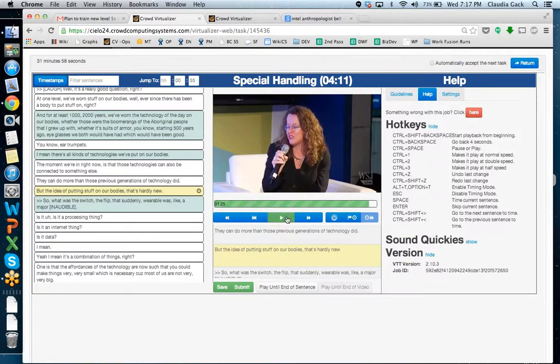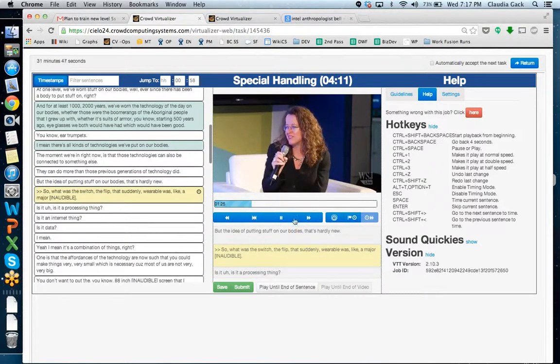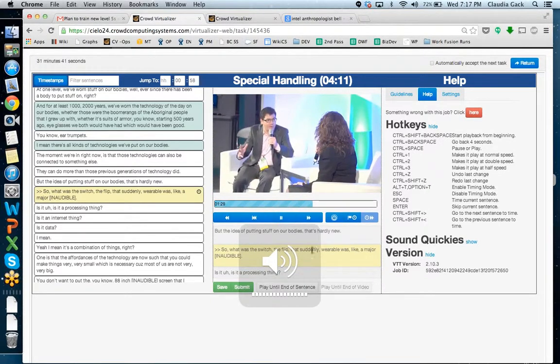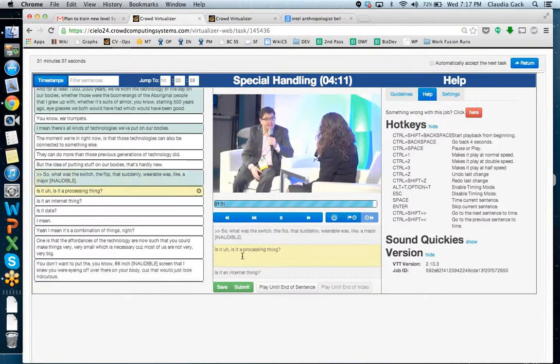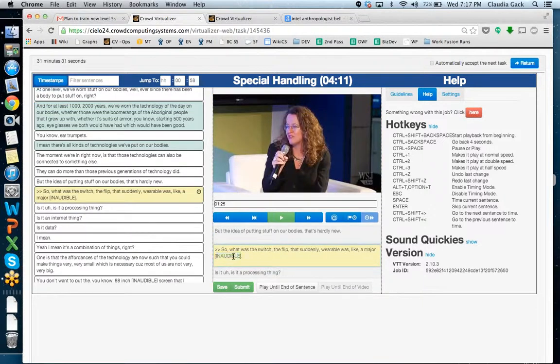What we can also try one more time is to play it at half speed to see if I understand it better. I'm going to hit Control 3 and you will see that it's half speed because this one turns blue. So what was the switch that flipped that suddenly wearables was like a major mass device? Is it a processing? He says something with master, but I'm not sure, so I'm just going to put a major mass.